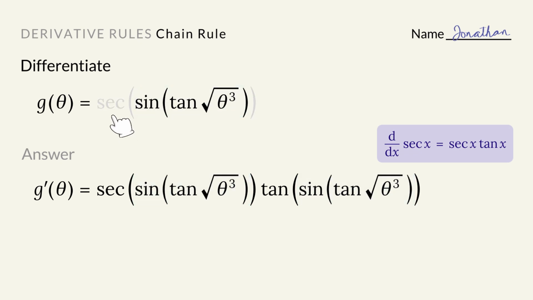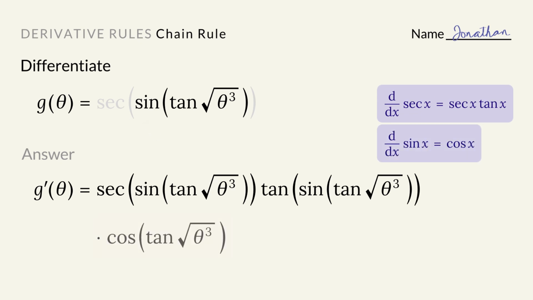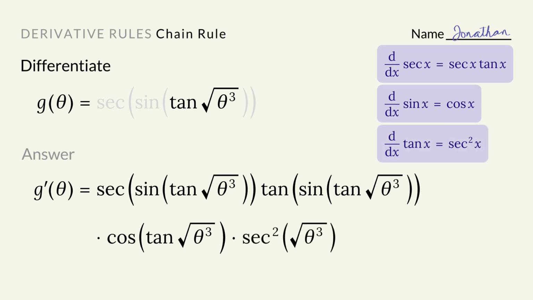We're now done with secant, so we multiply the derivative of the inner function, now being sine. Sine differentiates to cosine, and again, we do not change the argument of sine. We're now done with sine. The function inside sine is tangent. Tangent differentiates to secant squared. The function inside of tangent is the square root of theta to the 3.